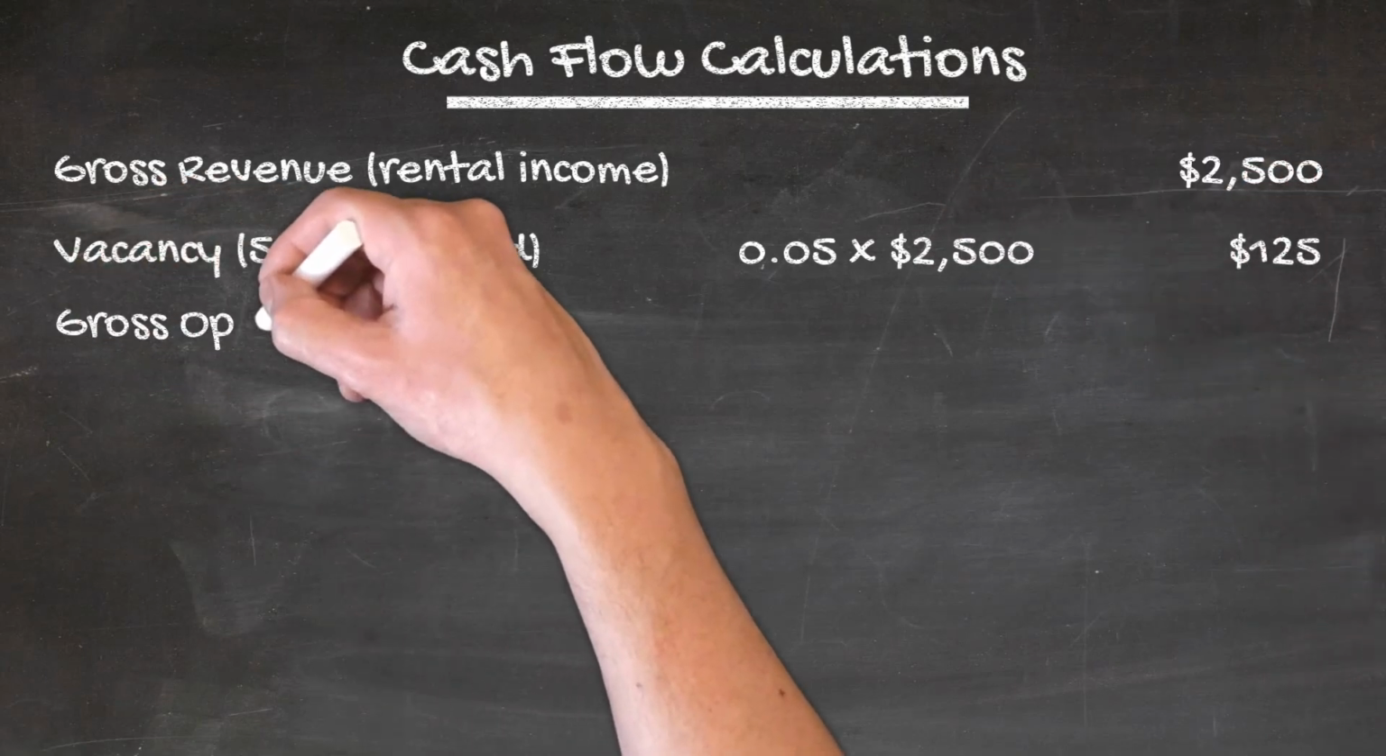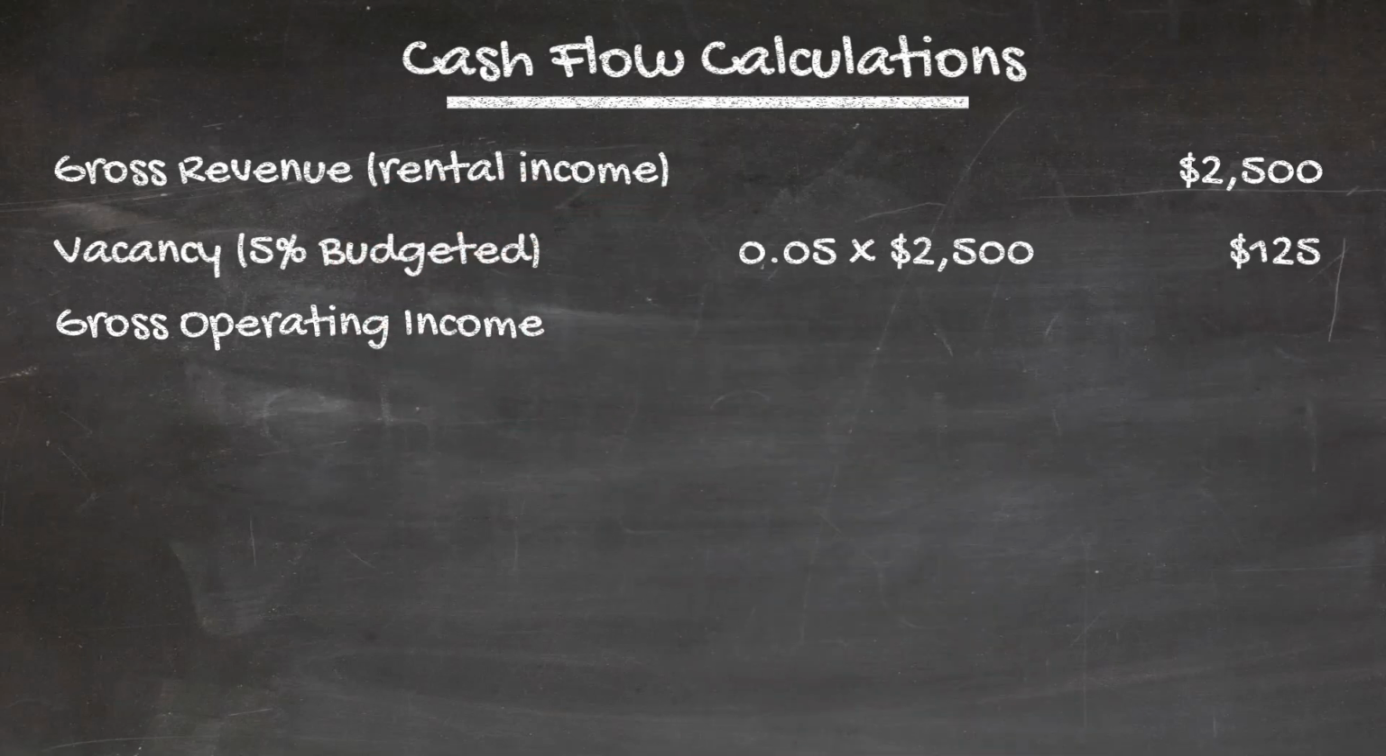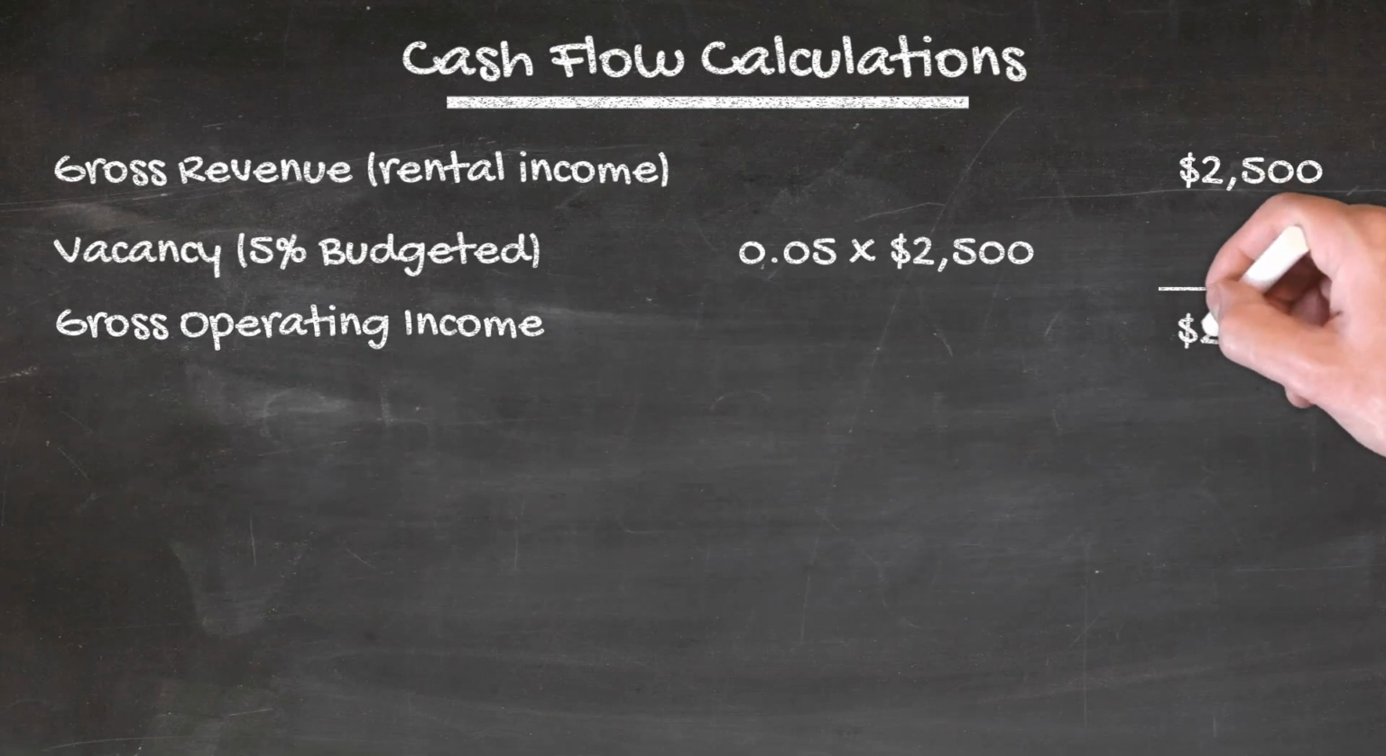This brings us to gross operating income. This is your rent after setting aside some money for those vacant months. By subtracting $125 from $2,500, we get $2,375 for our gross operating income.